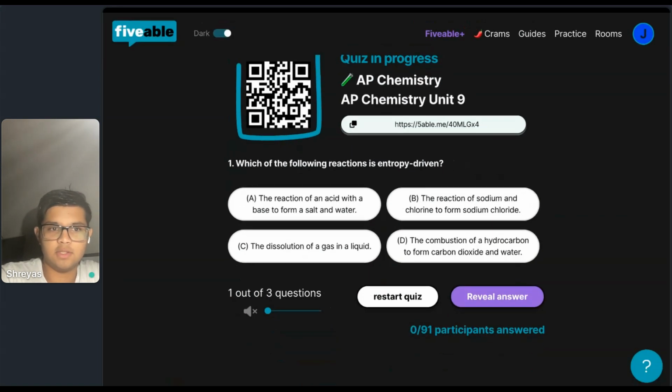So let's get started with our first question, and it says, which of the following reactions is an entropy-driven reaction? We'll give you some time to do this problem, and then we will get back to you guys with the answer.